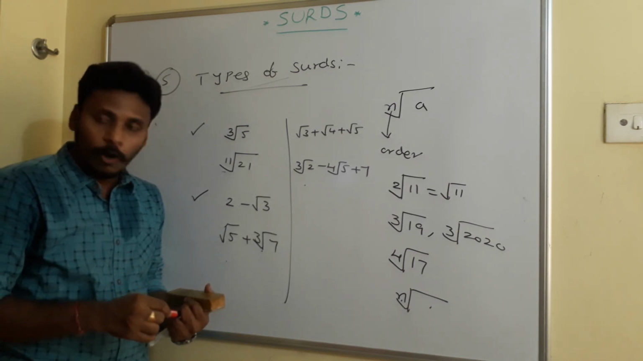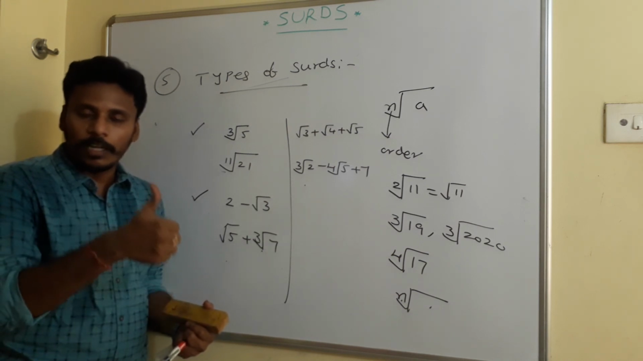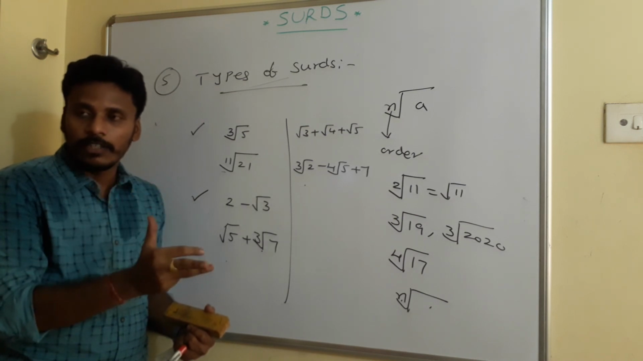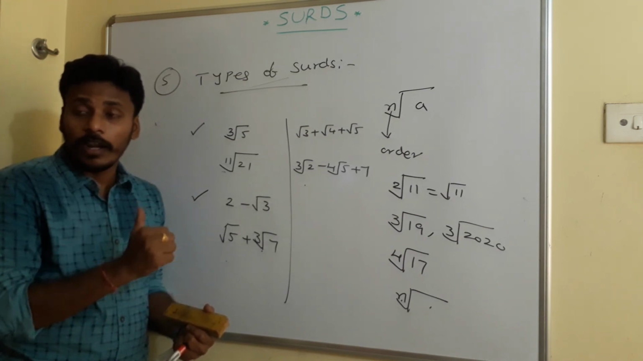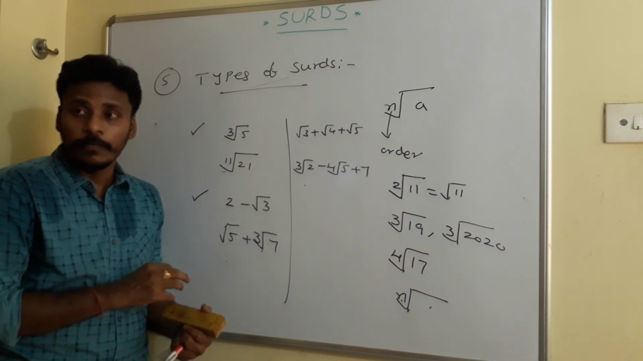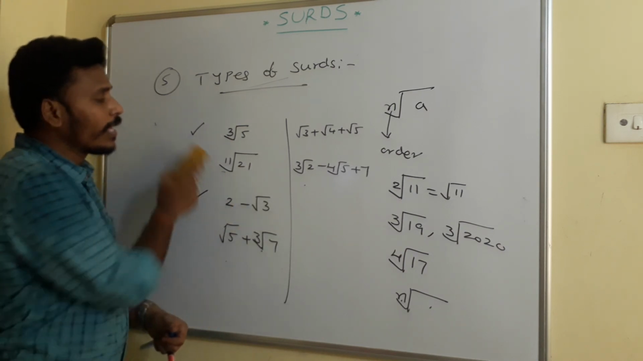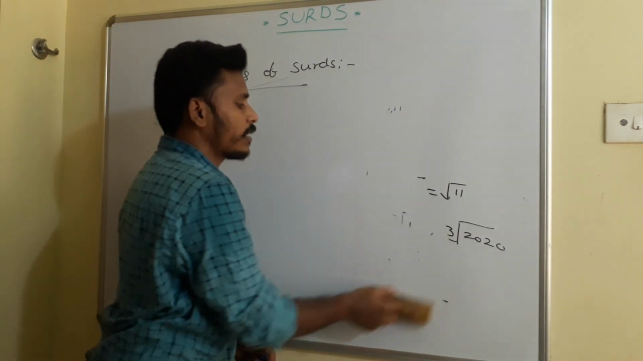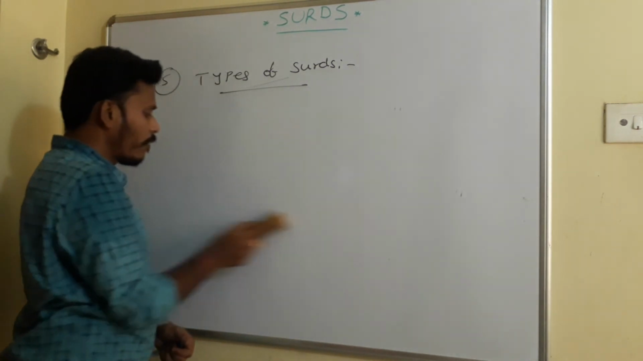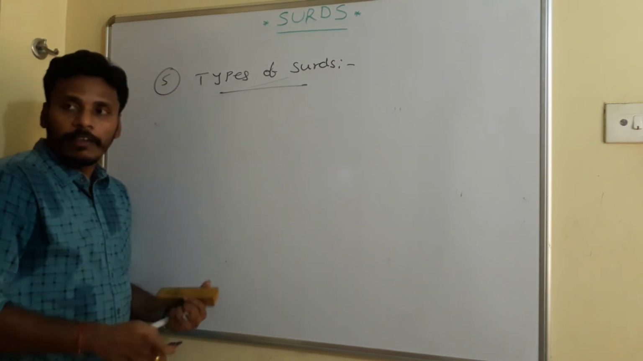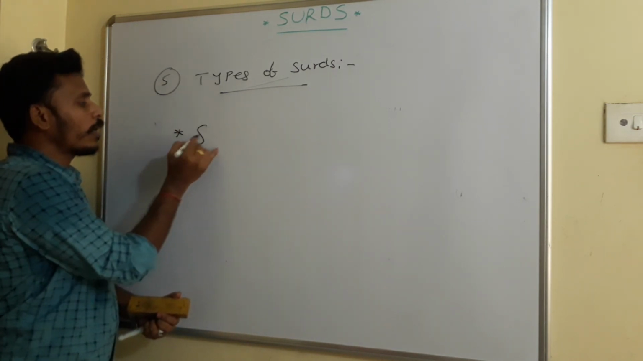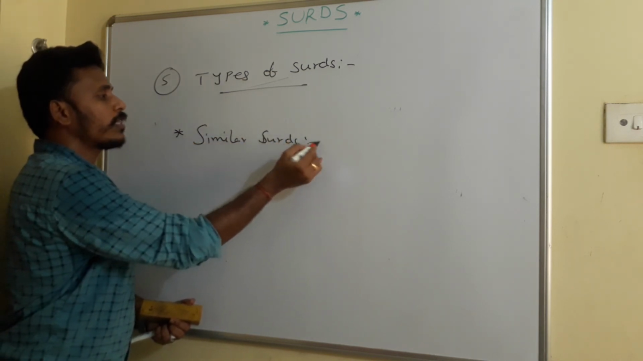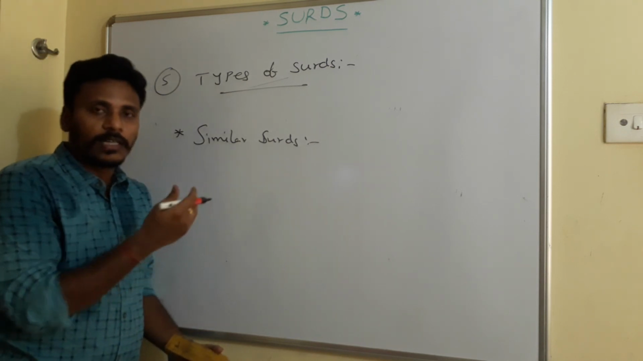So how many types are there? Many types. Basically pure surd, mixed surd, and then surds based on the order, surds based on the number of terms, right? And the fifth one related to these types of surds is similar surds. Listen carefully. The concept of similar surds is useful for further applying fundamental operations. Now I am going to tell you about similar surds. If you have similar surds, then automatically its opposite is dissimilar surds. Similar surds and dissimilar surds.